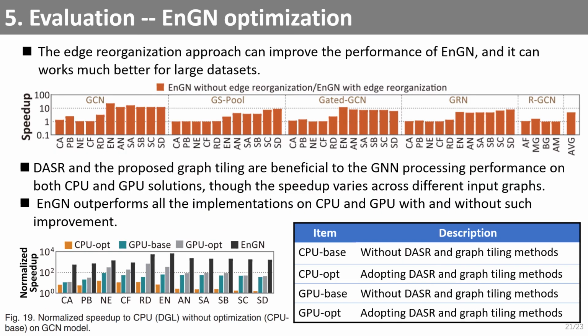We compare the performance of GNNs on EnGN with edge reorganization and EnGN without edge reorganization. The edge reorganization improves the performance of EnGN, and it works much better for larger datasets. Meanwhile, we also compare the performance of DSR and graph tunneling. The result reveals that the DSR and the proposed graph tunneling are beneficial to the GNN processing performance on both CPU and GPU solutions, and EnGN outperforms all the implementations on CPU and GPU with and without such improvement.